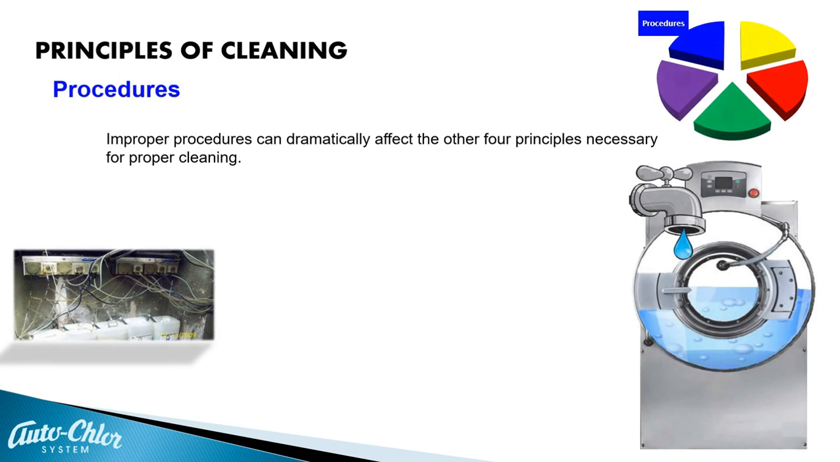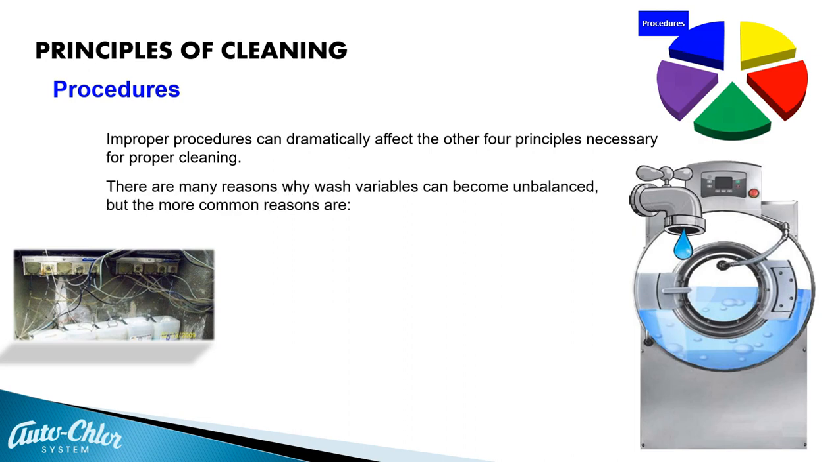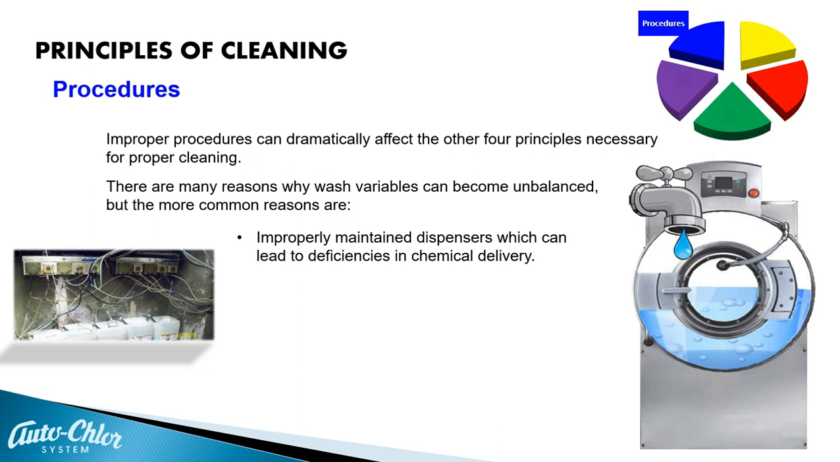The last thing we're going to take a look at in the principles of cleaning is the procedures. Again, if the customer has poor procedures, then we're going to have poor quality and results. There are many reasons why a washer can become unbalanced in the variables of an operation. One is improperly maintained dispensers. Again, this is our part right here. If we're not maintaining the dispensers, not making sure that our squeeze tubes are good, our pickup lines are working, our flush solenoids are coming on, and we're flushing the chemicals in, that's on our part.